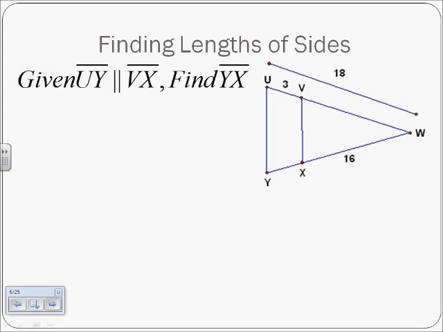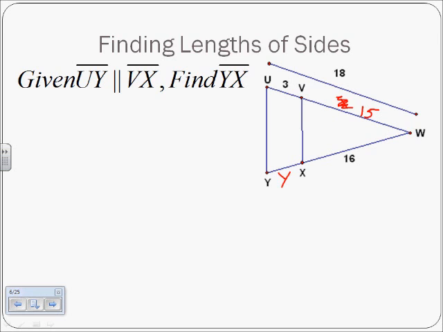Similar statement, given UI is parallel to VX, find YX. So VW is a length that we do not know, so we'll put that in as a variable X. YX is the one that we're solving for. I definitely can get rid of my X right away. I know that VW is going to be 15. If I take 18 subtract 3, we'll use that in a second then.